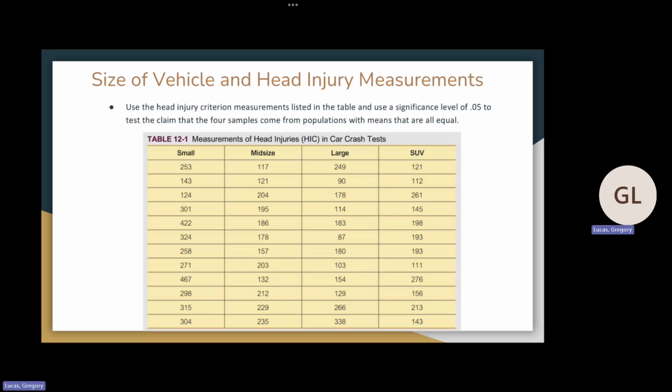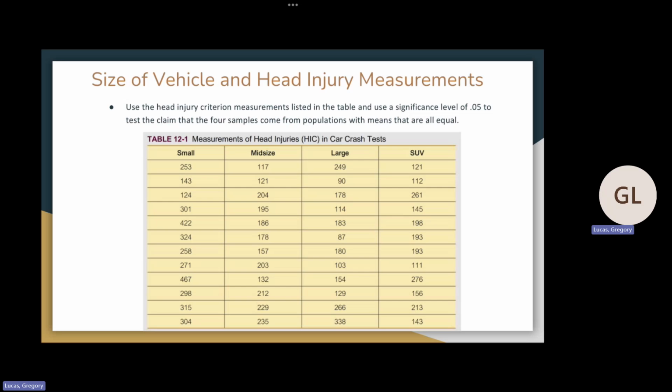Let's look at an example. So we have size of vehicle and head injury measurements. We're going to use the head injury criteria measurements listed in the table and use a significance level of 0.05 to test the claim that 4 samples come from populations with means that are all equal. So in our requirements, we talked about how they have to be separated by just that one factor. Here it's the size of the car: small, mid-size, large, and SUV.